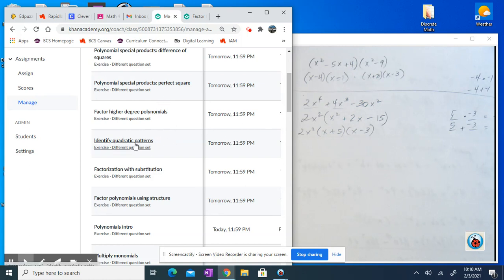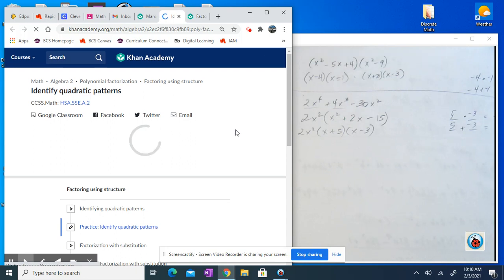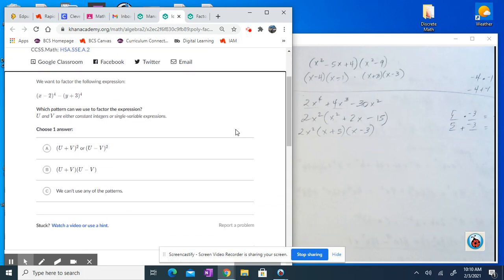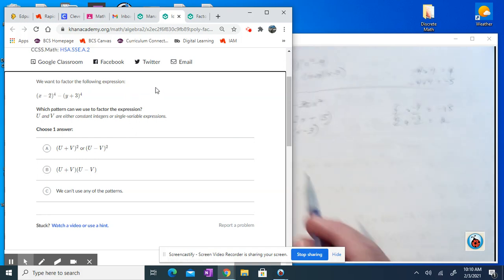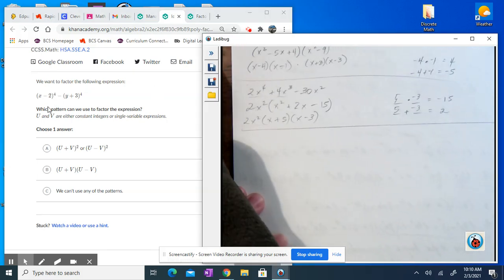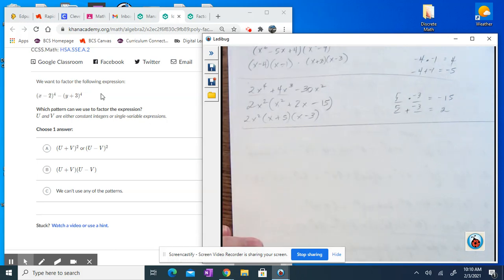All right, let's look at this next one. Identify quadratic patterns. Basically you're looking at an expression that's complicated and trying to figure out, does it match a certain pattern, right?